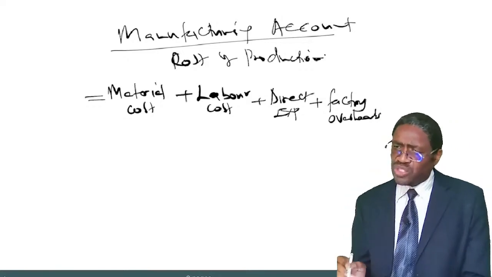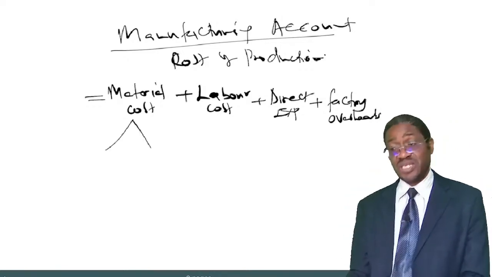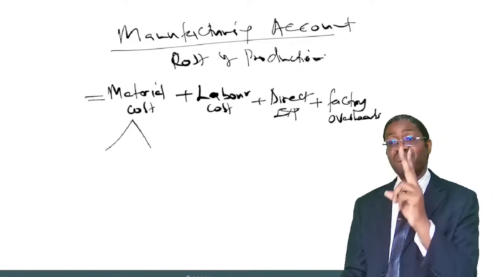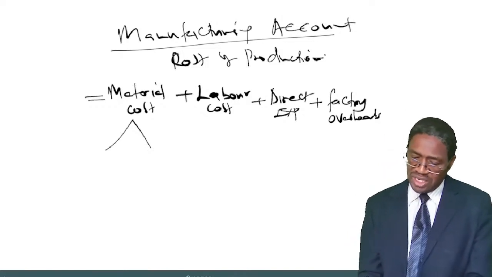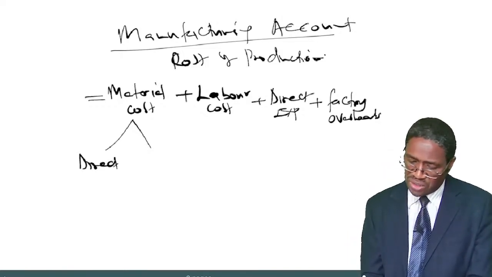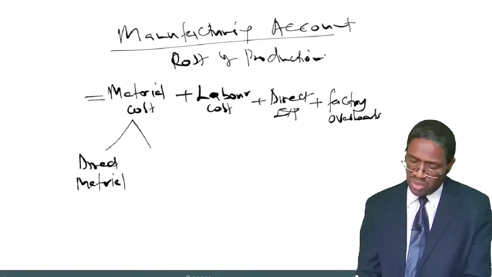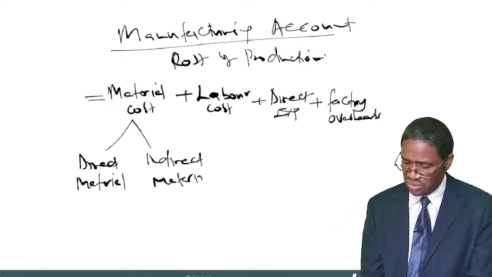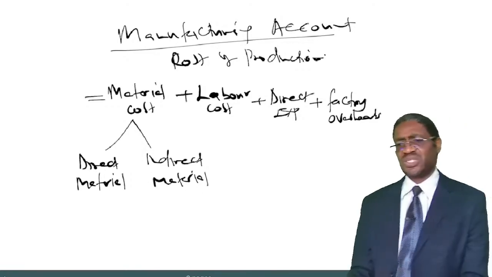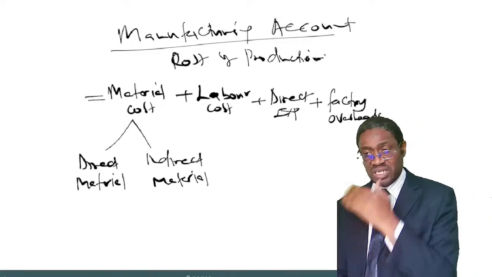the material cost we are talking about here, before I talk about that, there are normally two types of material cost. There is what we call the direct material cost, and there is what we call the indirect material cost. Indirect materials. What's the difference? Direct material and indirect material.